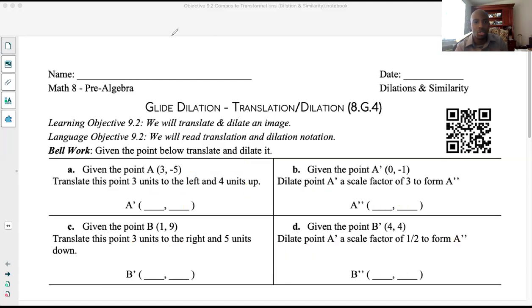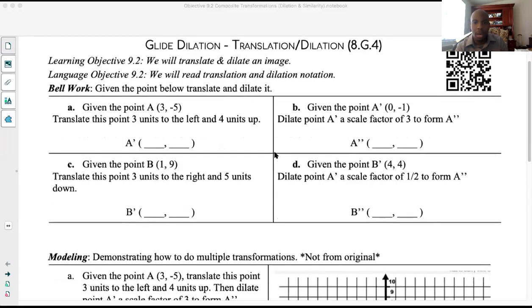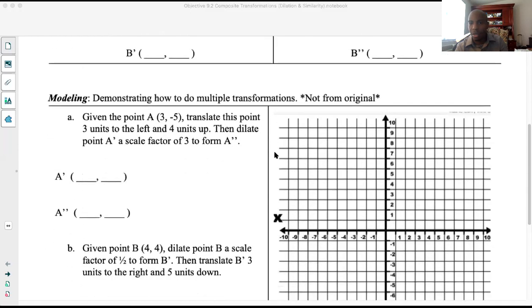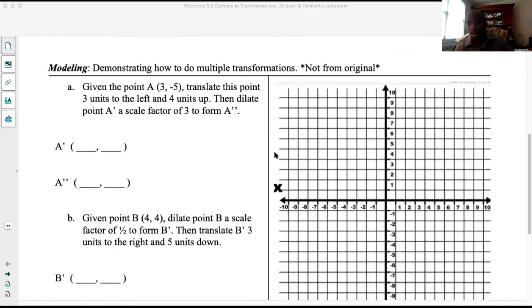Okay, and now I'm going to scroll down. I just want to show you exactly what I did in the modeling, just so you're aware. This is what you're going to have to do on your worksheet. It's going to give you instructions. Given A, translate it. Then take this new point that you translated, which would be A prime, and multiply that by a scale factor of 3 to find A double prime, just like we just did.